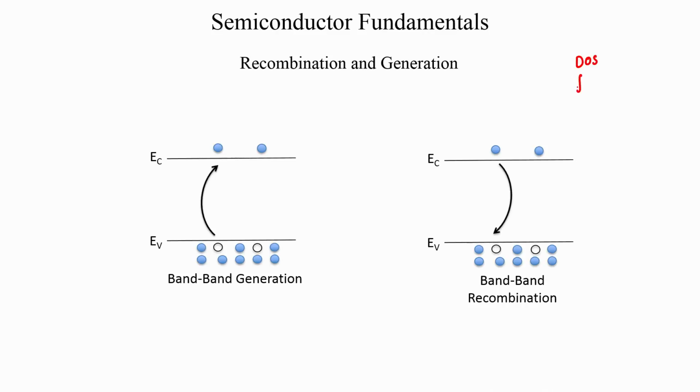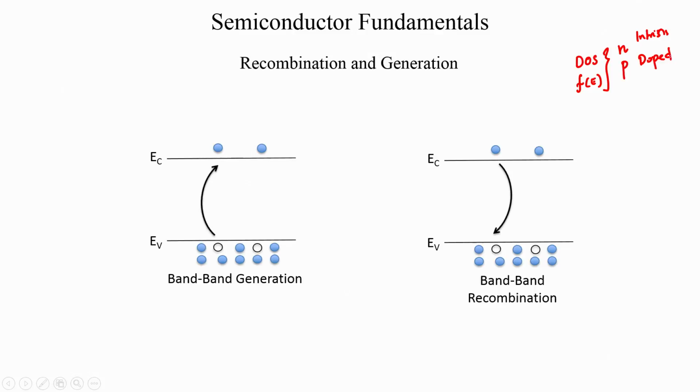We established something called the Fermi function, which gave us the probability that an electron would occupy these states, and with these two quantities we could measure the number of electrons and the number of holes in both an intrinsic semiconductor as well as in a doped semiconductor.